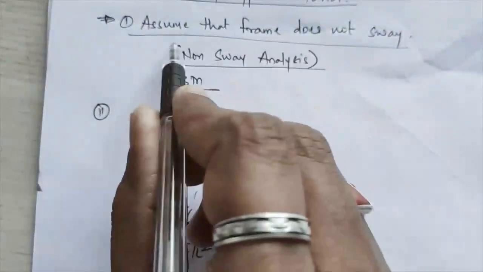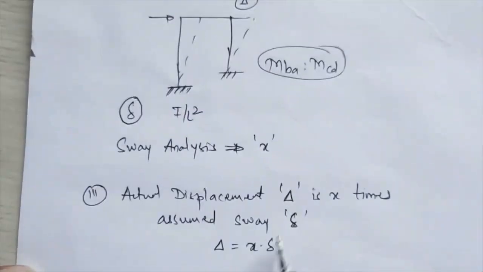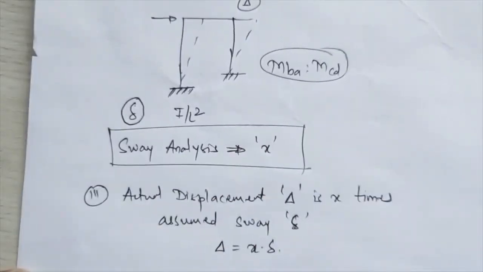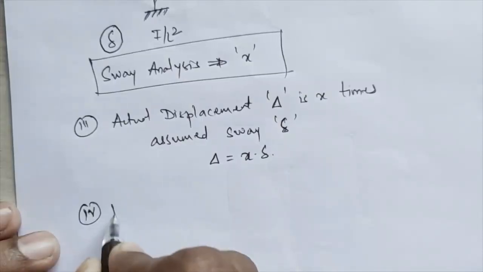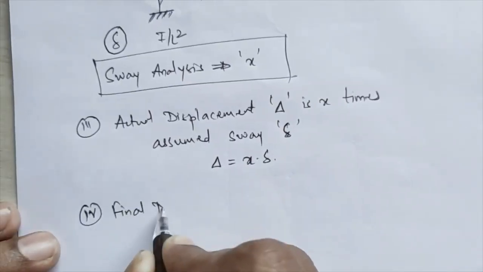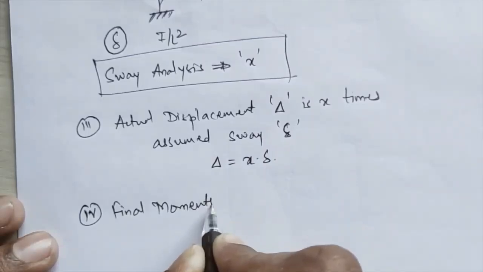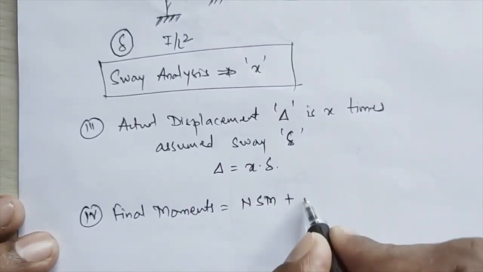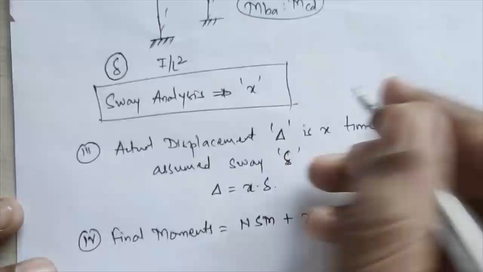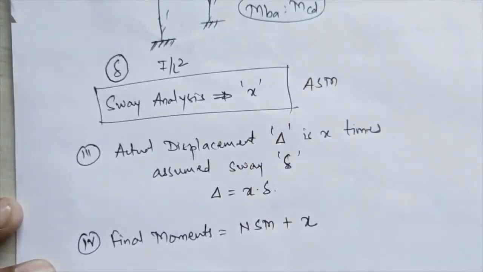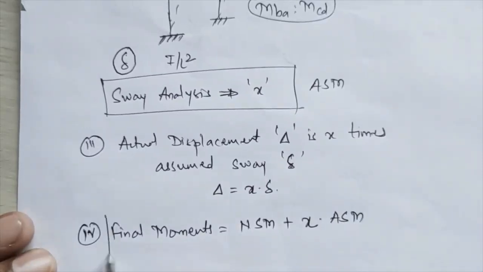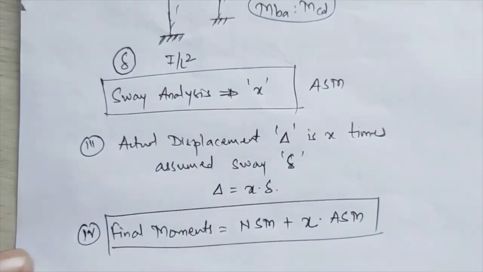And using these two analyses, you have to combine them. First is your non-sway analysis, and after applying this correction, you have to combine the non-sway and sway analysis, and finally calculate the total final moments. Total final moments is equal to NSM, non-sway moments, plus X times whatever moments you obtain in the sway analysis, which will be called your actual sway moment. So that will be X multiplied by ASM. Using this formula you have to calculate the values of final moments.